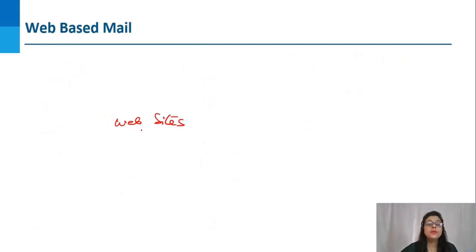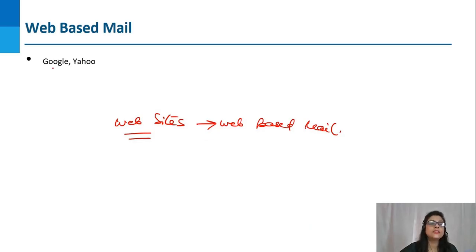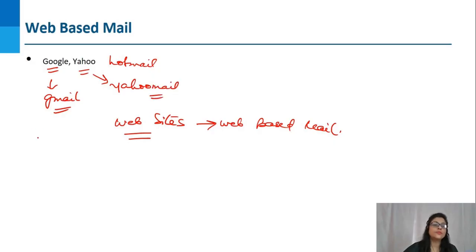Web-based mail. Many times there are various websites which allow web-based mail, which means that if you log into their websites, there is a possibility that you will be able to access your email. The examples are Google, Yahoo, and even Hotmail. For Google, we have Gmail, which is very famous. For Yahoo, we have Yahoo Mail, which is also very famous.